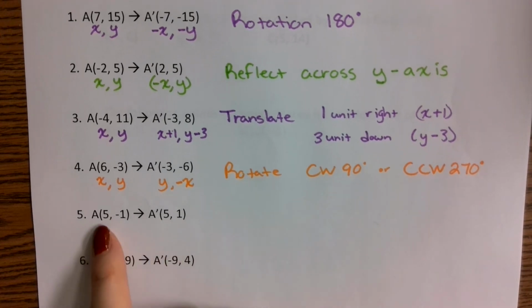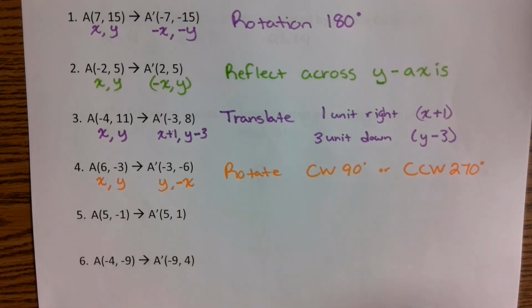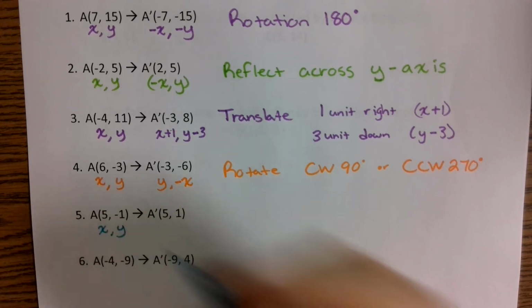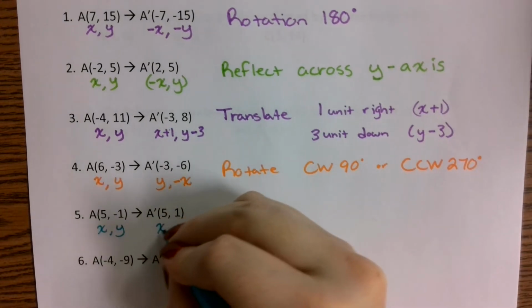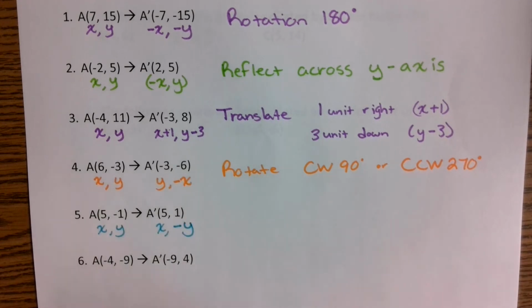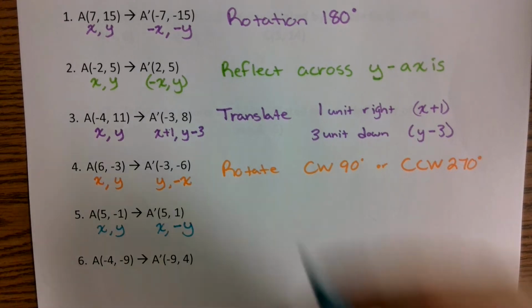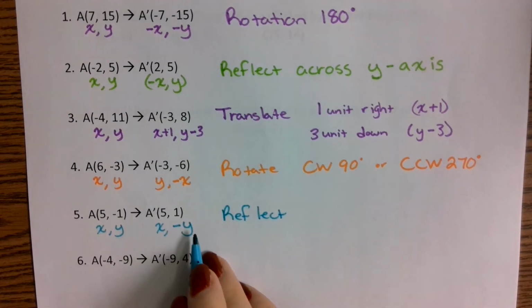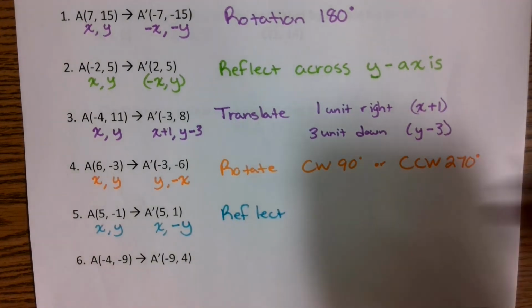Okay, problem 5. We are starting at 5, -1, and then we went to 5 and +1. Started at 5, -1, so there's our x, y. Then we went to x and opposite of y. Which one has us doing x, opposite of y? Armando? Good. So we reflected across the x-axis. Okay, if the y changes to the opposite, it's a reflection across the x-axis.